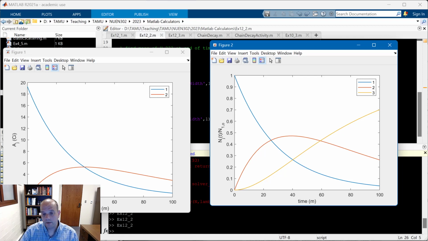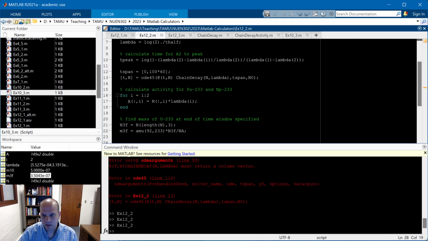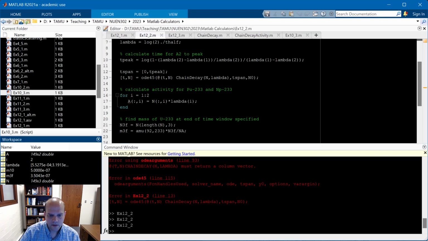And if I want to come back now, well, let's finish the problem first, and then we'll redo it with a more robust chain decay function. But I want to find this location for the peak activity of that second isotope, and I did that analytically here. And so all I need to do is change the time span going from 0 to 6,000 seconds to this value of t peak, whatever it ends up being. And we can see that t peak is calculated as a little over 2,300 seconds, 2,351 seconds.